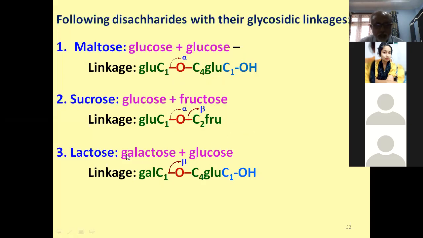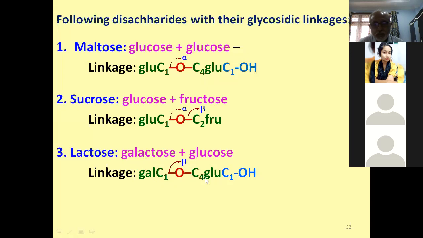And lactose, on the other hand, is a glycoside of galactose. So what happens here? The anomeric OH group of galactose, its C1, will be linked to C4 of glucose. And the glycosidic bond is through galactose, and that is found to be beta glycosidic. And C4 means C4 has a specific position.